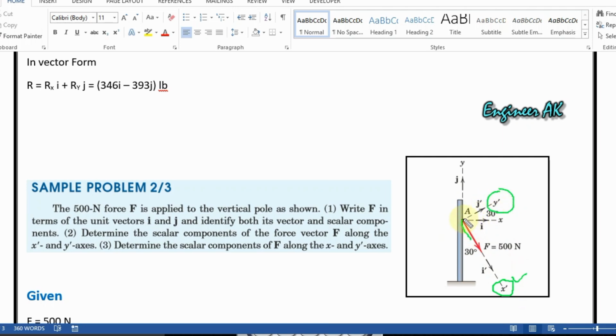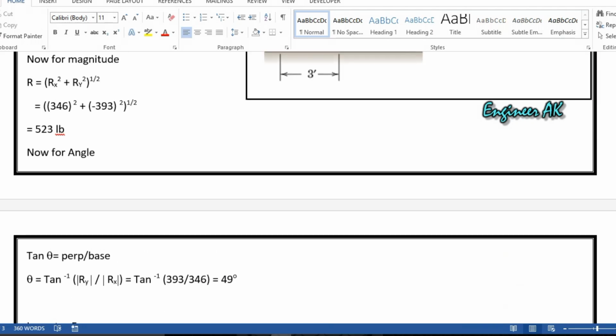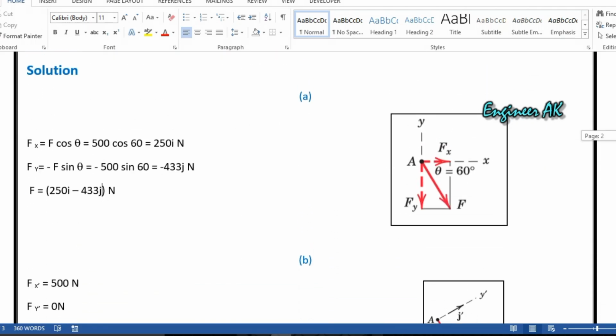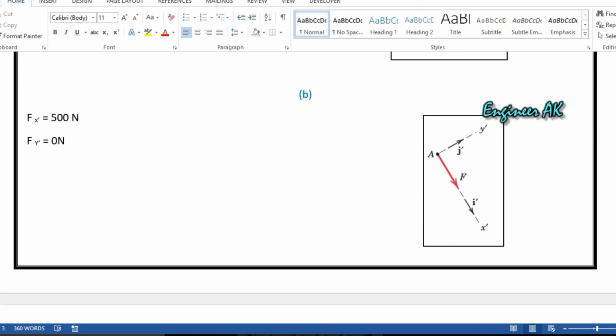For example, if the force were here, it would be neither in this direction nor in this, so you would make its components, one in this direction and the other in this direction, and then solve it. But here the force is already in the x dash direction, so there is no need to find components, and there is no force in the other direction. So if we move down, as I was saying, in the x dash direction it is 500 Newton.